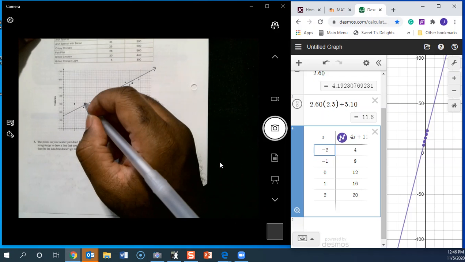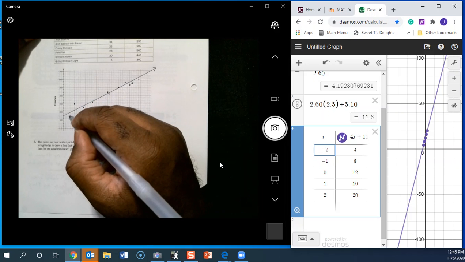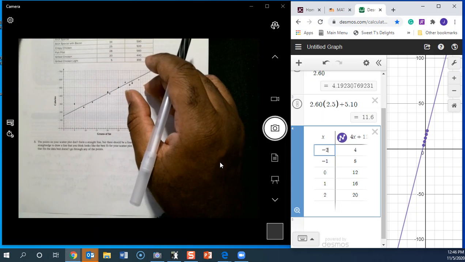Let me see if I can find another exact value. Now this looks exact here. So that'll be 180. Wait a minute. Let me look at that a little closer.